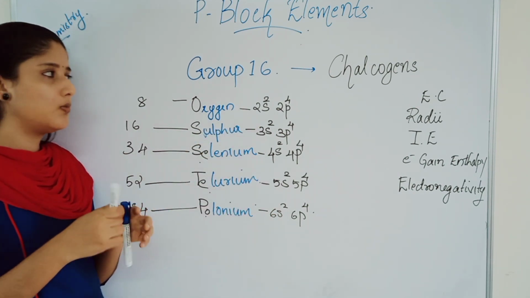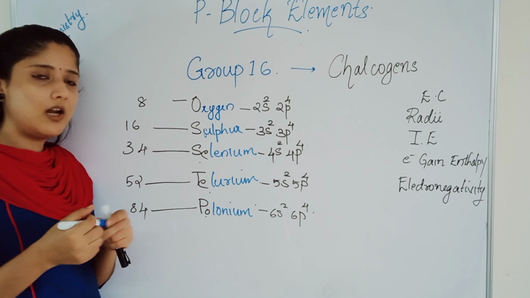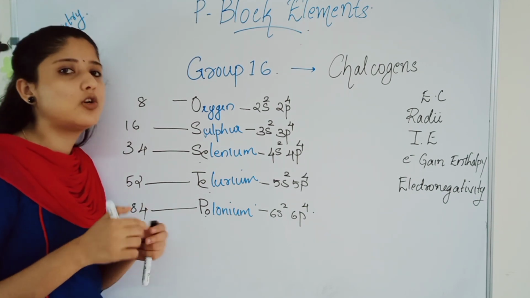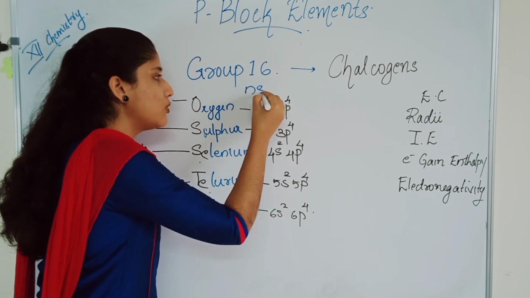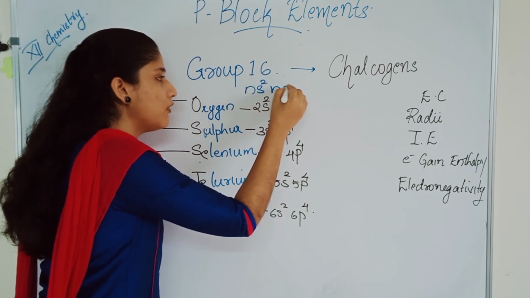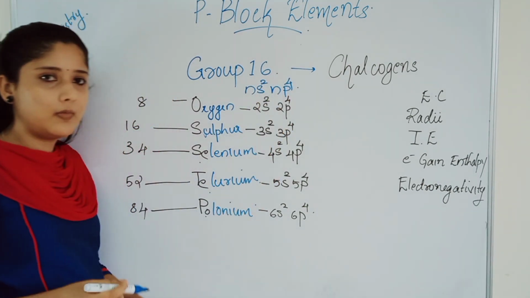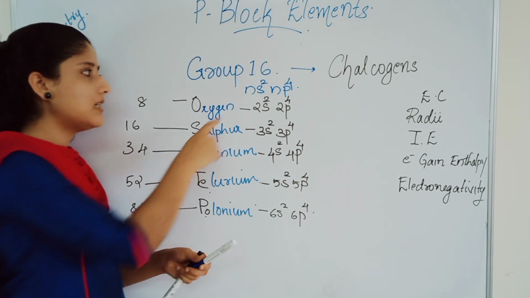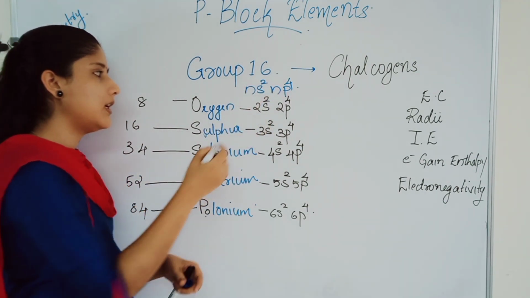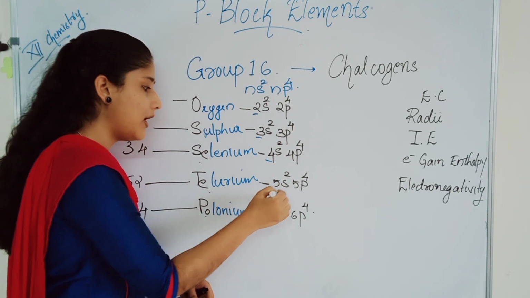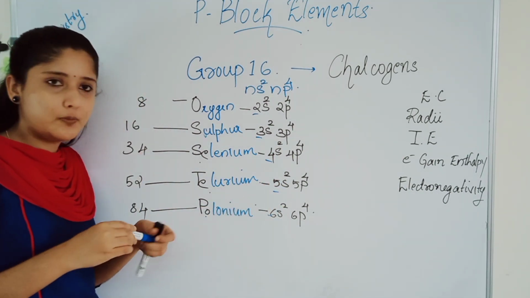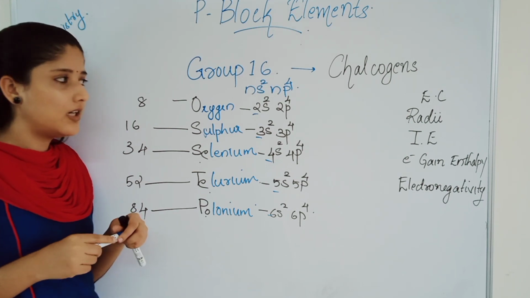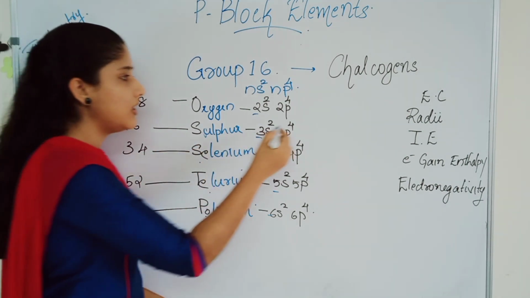So we understood that the general outer electronic configuration of group 16 elements is ns2 np4. The principal quantum number here is 2, 3, 4, 5 and 6. The number of shells goes on increasing from top to bottom.